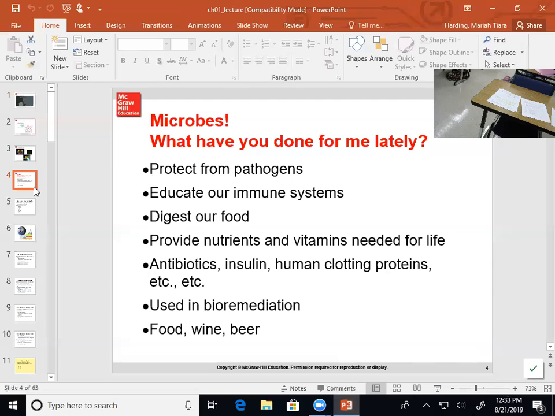When you write them, and I want you all to know how to write microbe names, or any species names, the genus is always capitalized. Always capitalized. The species is always lowercase.